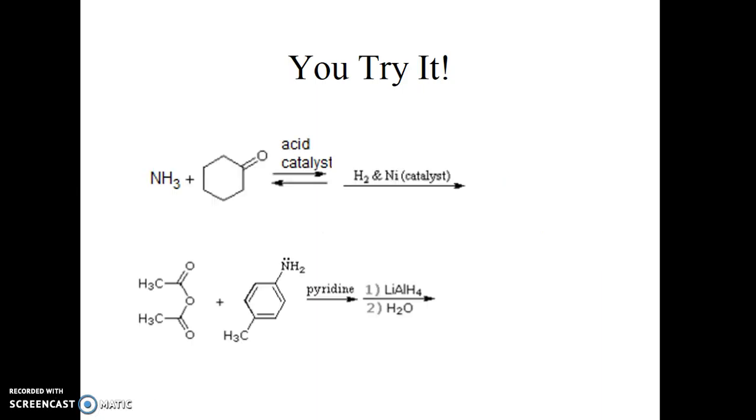Go ahead and try figuring out what the outcome of these two reactions is. Well, here we're going to form the imine, and then the reducing agent here will take it down to the amine. With an acid anhydride and amine, you're going to form the amide, and then treatment with lithium aluminum hydride will reduce it down to an amine. These two carbons are over here.